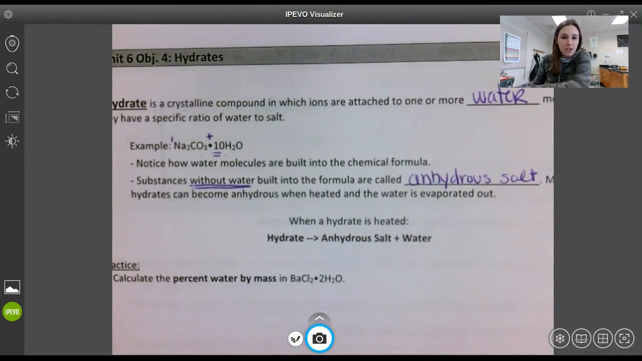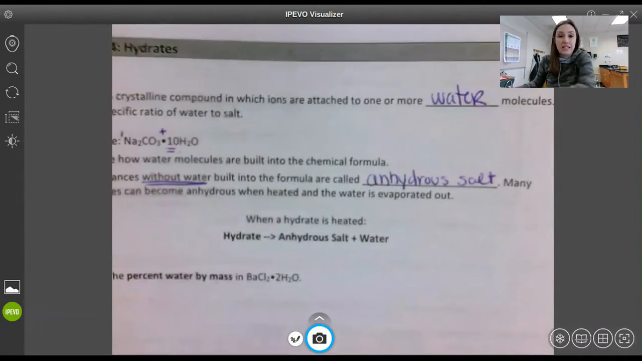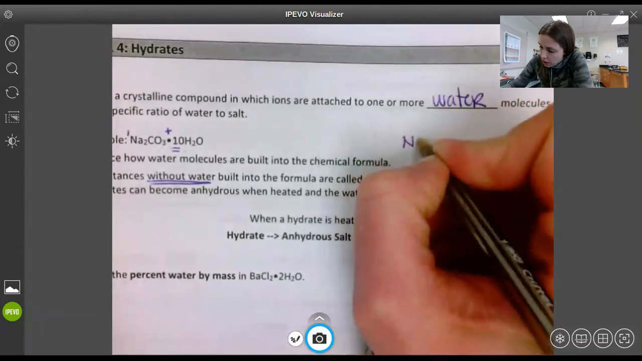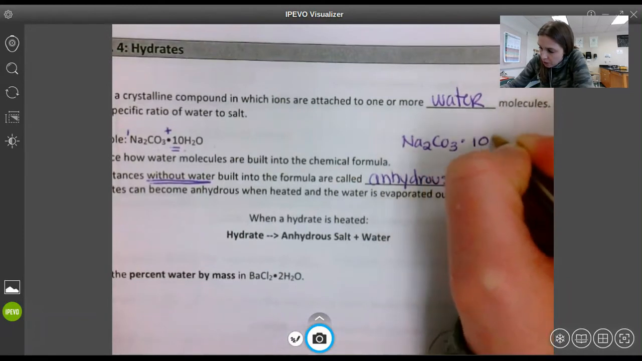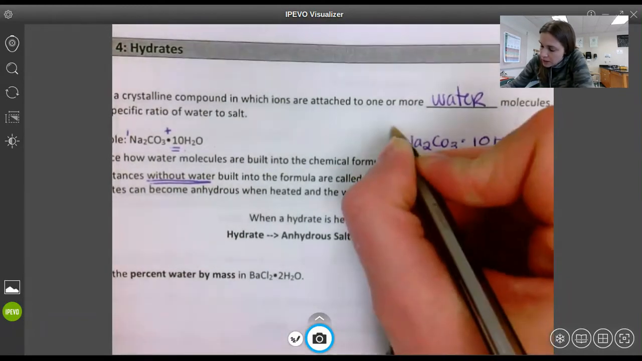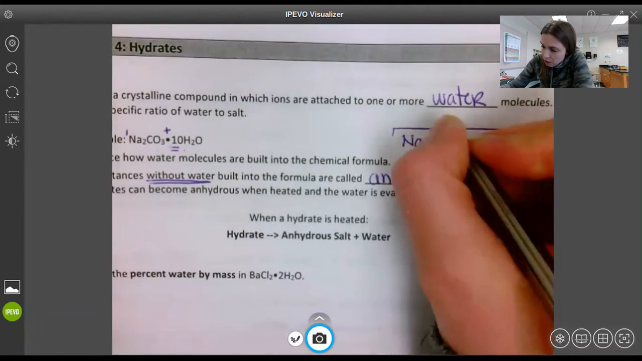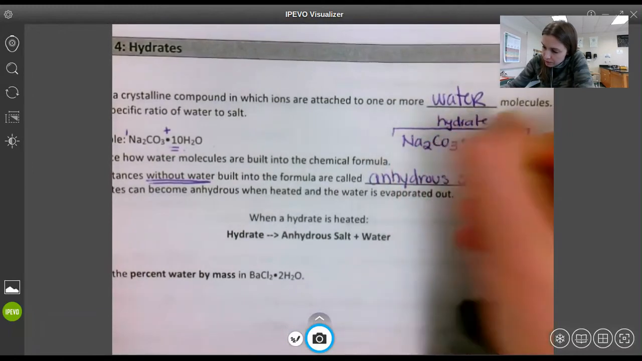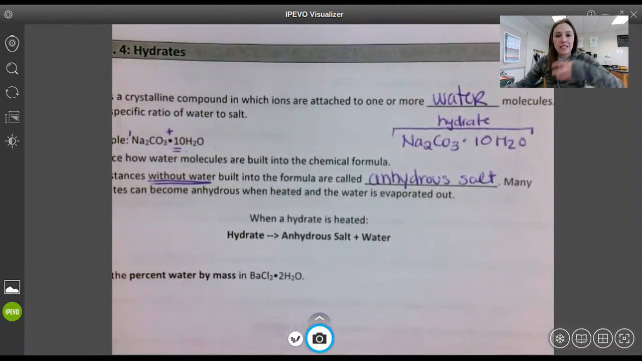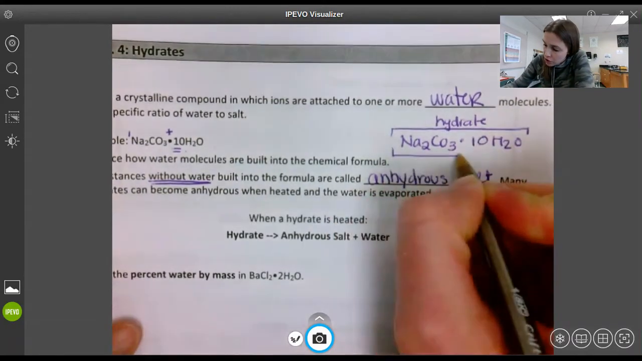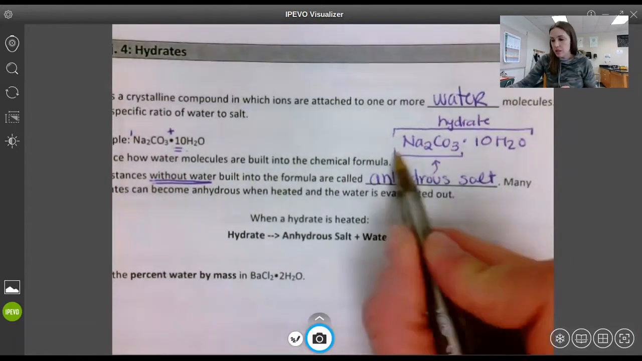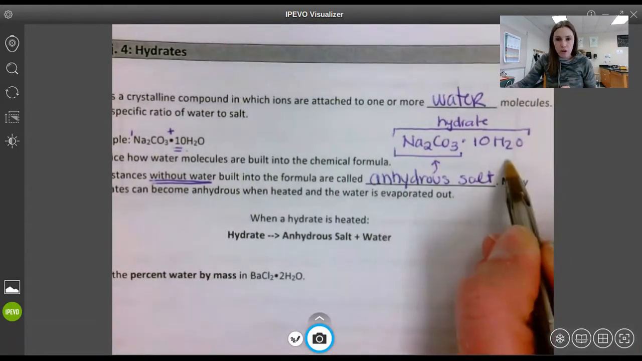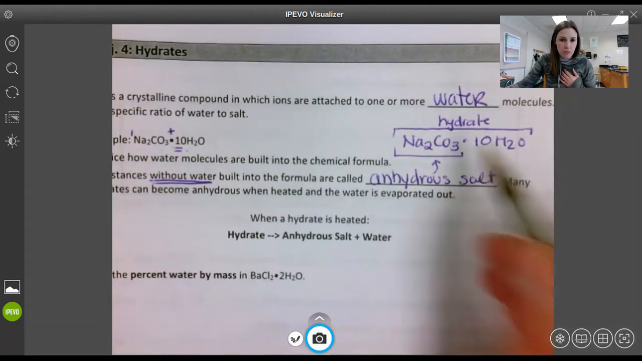Now, one term that we haven't talked about before is an anhydrous salt. So if I have Na2CO3 with my 10 water molecules, this entire formula is going to represent the hydrate. However, when we actually can remove the water through heating from the hydrate, we're left with just the salt. And this is what the anhydrous salt would be. It's just the hydrate without the water molecule. So in our case, sodium carbonate.